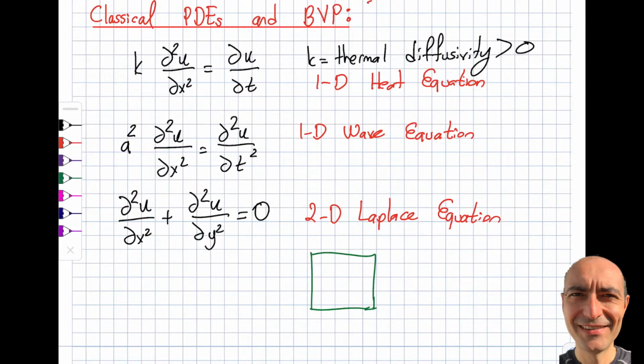As I mentioned, the heat and wave equations are time dependent, but there's only one spatial dimension. That's the advantage of it, right? I don't see any y here. And Laplace is time independent, which means it's steady, but I have two dimensions that I need to consider.